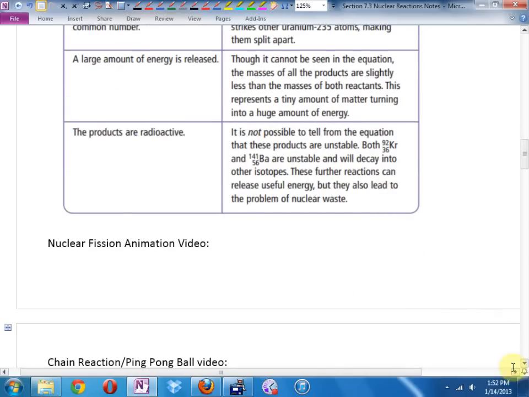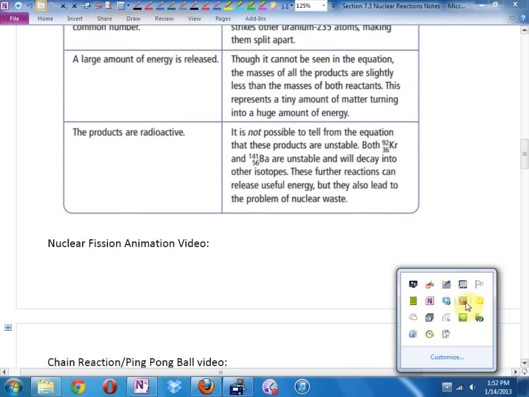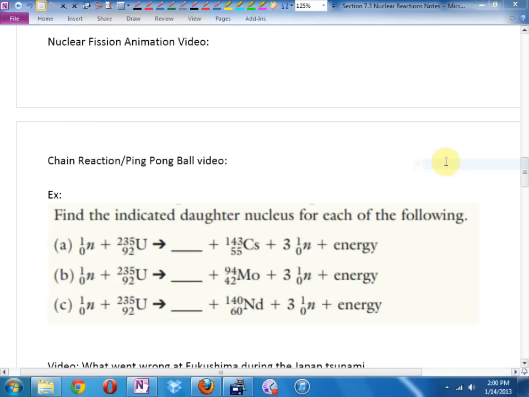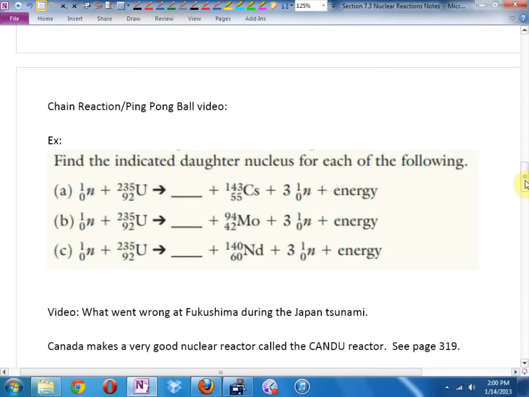Here's what's going on. Put your pencils down, look up. Keep going. So, it says, find the indicated daughter nucleus for each of the following. You need your periodic table here? You need your pink sheet? Oh, turn the page if you haven't already.